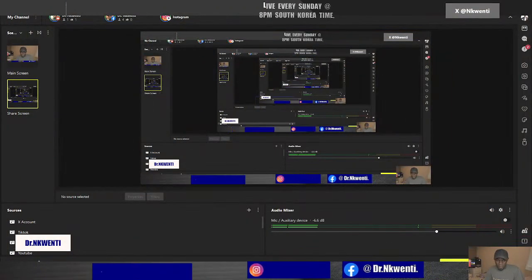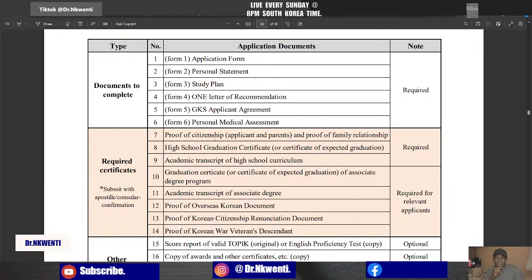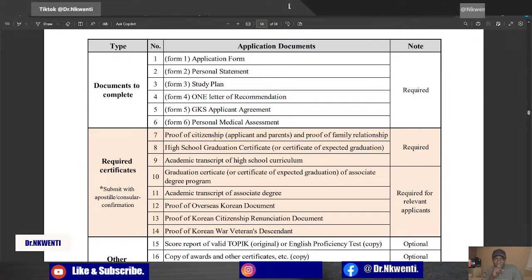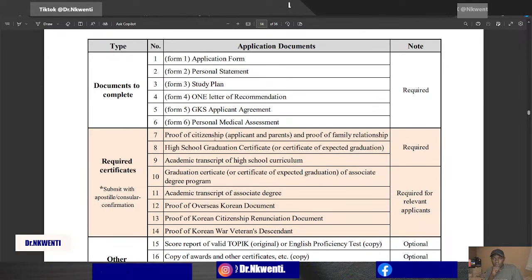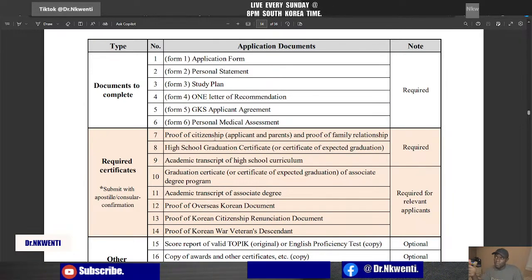Let me begin by sharing my screen so that you guys can know what I'm trying to say. On the application guideline, there is a section on documents that are supposed to be submitted. It is called the application checklist.